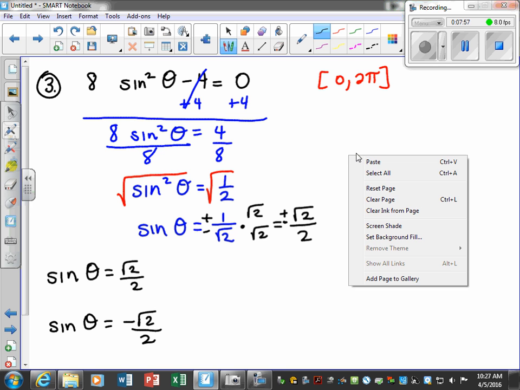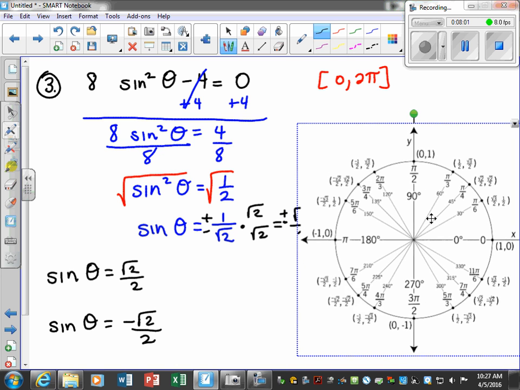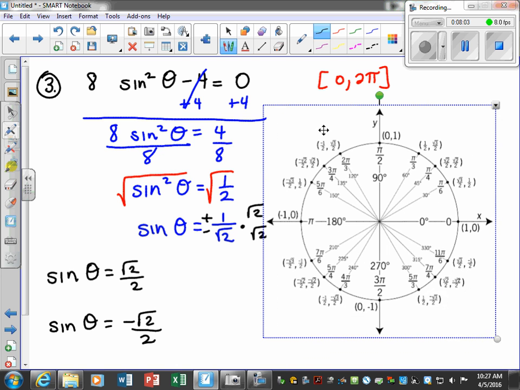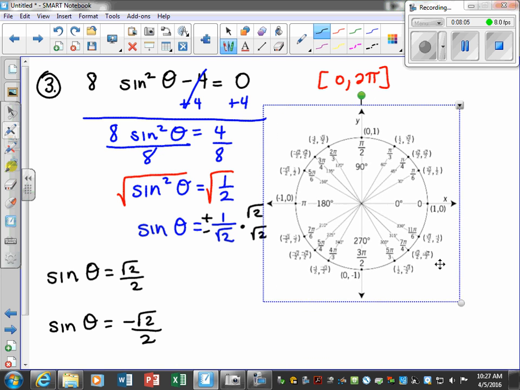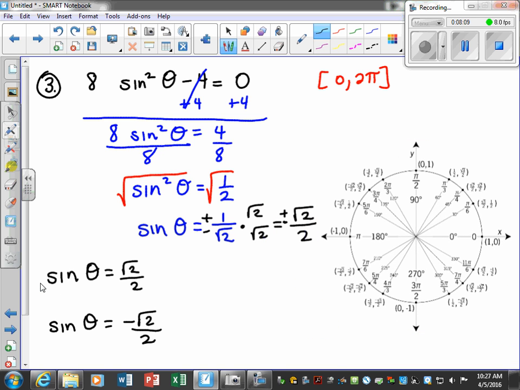So let's pull our unit circle up. Move this over here. Go ahead and be checking those values. So the sine of theta, that's where the y value is square root of 2 over 2. Where does that occur? Positive pi over 4. Good. So for positive, we have pi over 4, and anywhere else? Yeah, right here, 3 pi over 4. So we have 3 pi over 4.